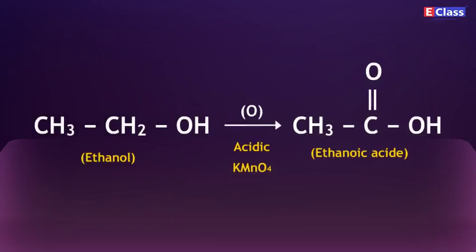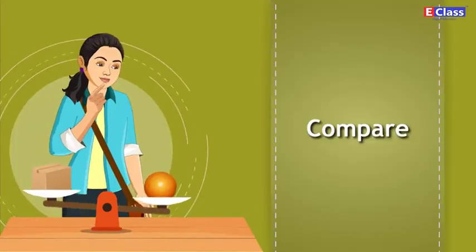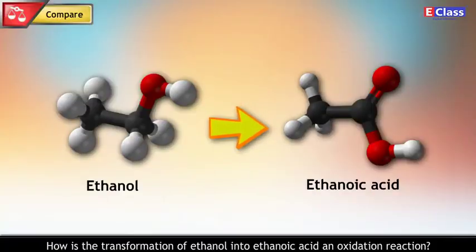Ethanol on oxidation with acidic potassium permanganate gives ethanoic acid. Compare. How is the transformation of ethanol into ethanoic acid an oxidation reaction?